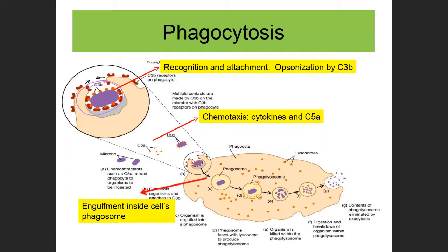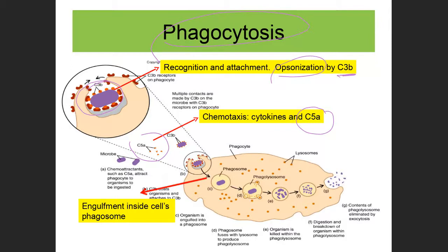So phagocytosis is very much enhanced by complement. C3b complement opsonizes bacterial cells and makes phagocytosis more likely. C5a attracts phagocytic cells to the area of infection. C3a, it's making the blood vessels porous so that these cells can leave.